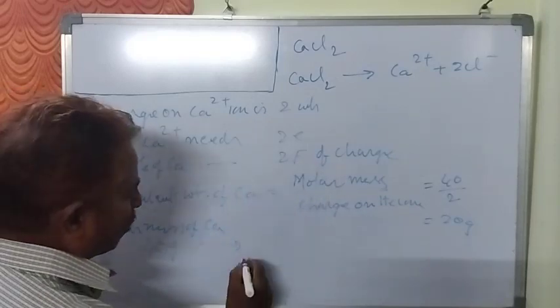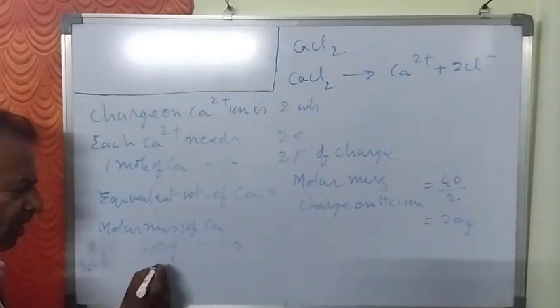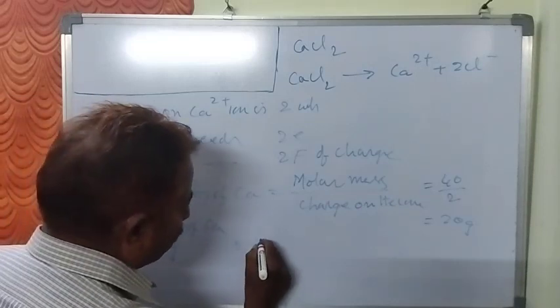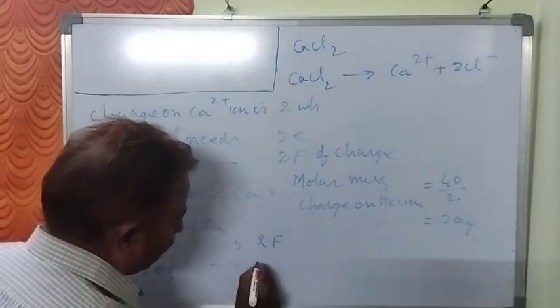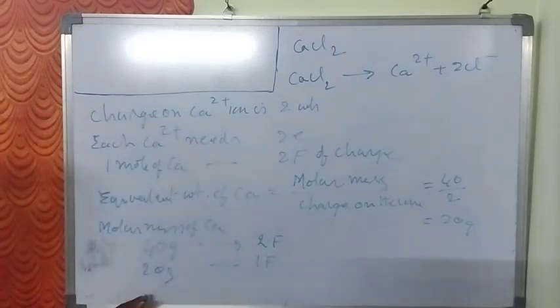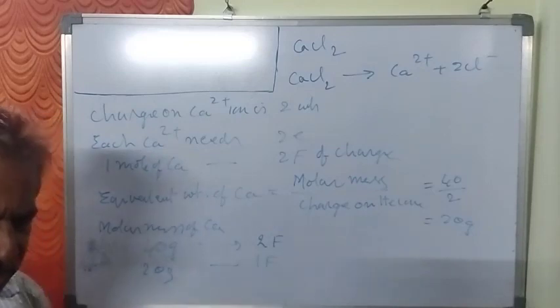What is the charge required? To liberate 40 grams of calcium, the charge required is 2 Faraday. Right. For 20 grams, we need 1 Faraday. So what is this 20 grams? 20 grams is the equivalent weight.